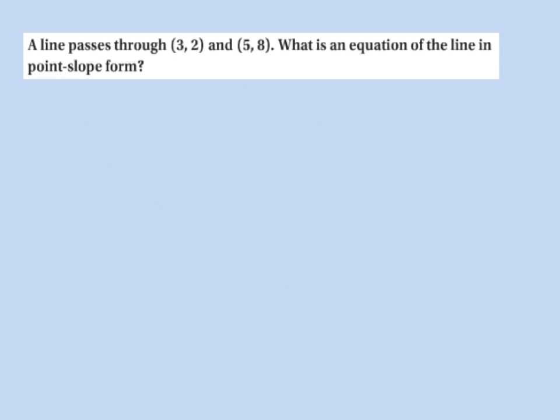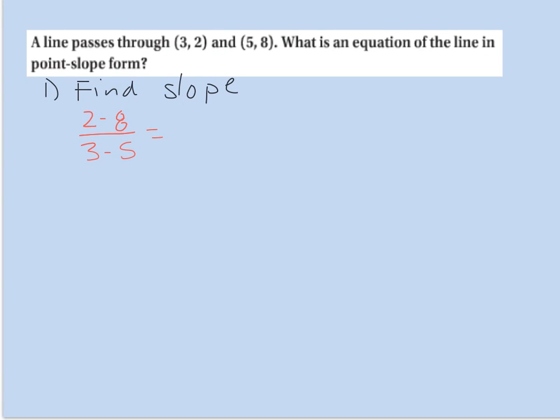So in this problem, a line passes through these 2 points. What's the equation of the line in point-slope form? So first, get it into point-slope form. The first thing you want to do is find the slope. So it's always the change of y, so 2 minus 8 over 3 minus 5. This would give you a negative 6 over a negative 2, which is equal to a positive 3. So that's going to be my slope.